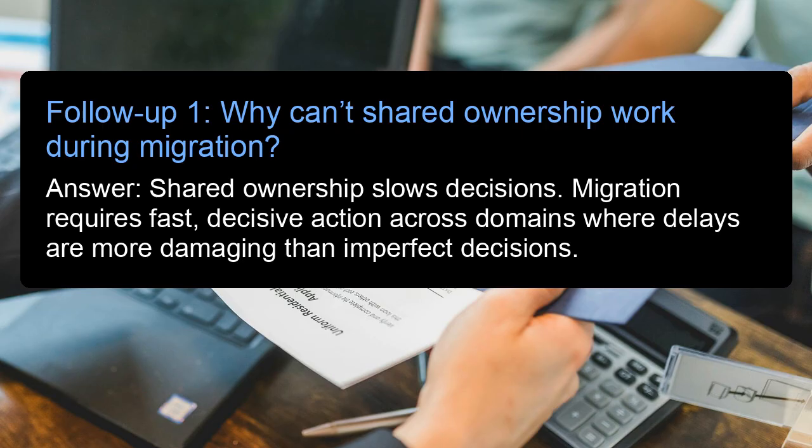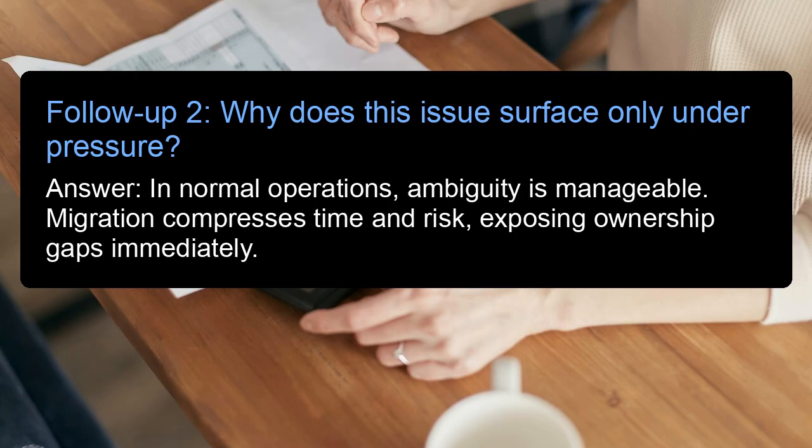Follow-up 1. Why can't shared ownership work during migration? Answer: shared ownership slows decisions. Migration requires fast, decisive action across domains, where delays are more damaging than imperfect decisions. Follow-up 2. Why does this issue surface only under pressure? Answer: in normal operations, ambiguity is manageable. Migration compresses time and risk, exposing ownership gaps immediately.